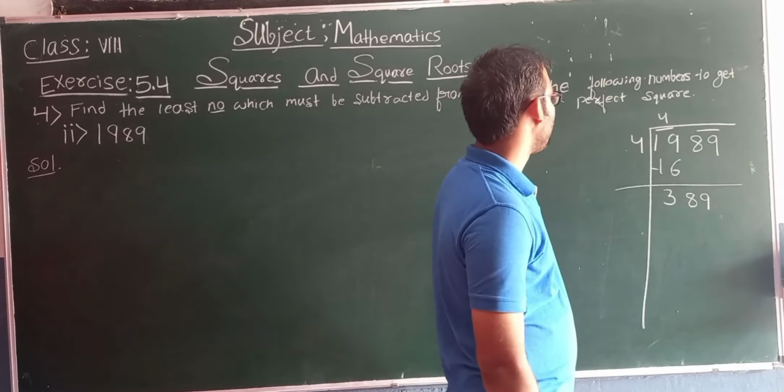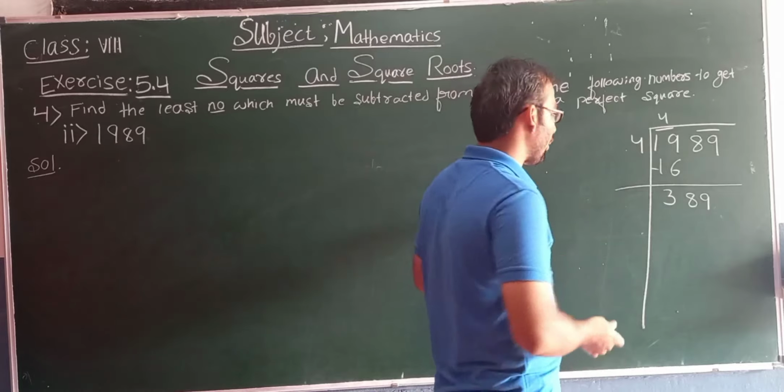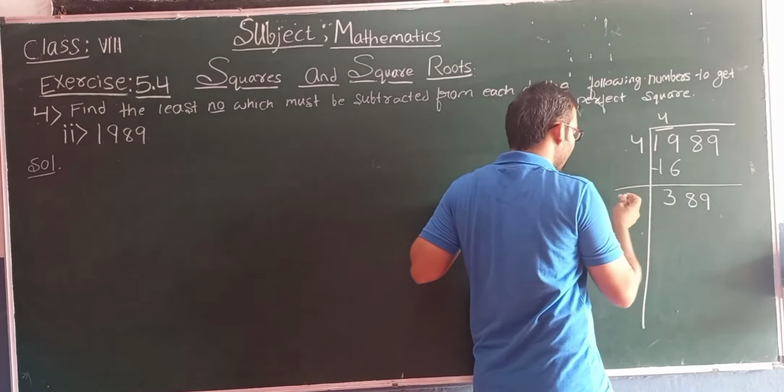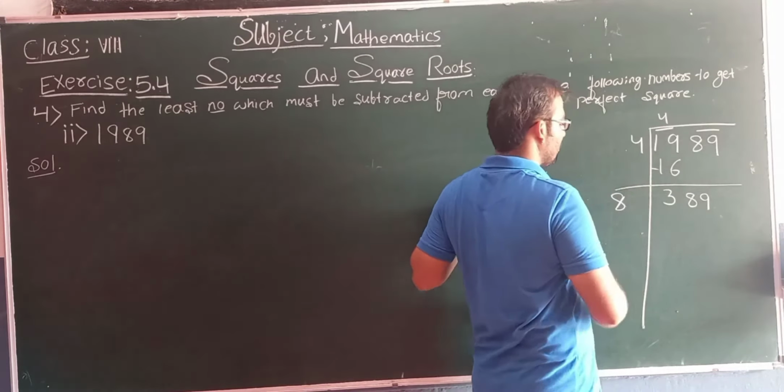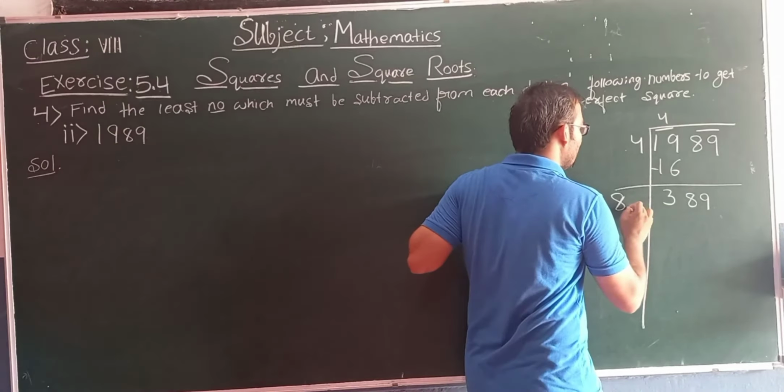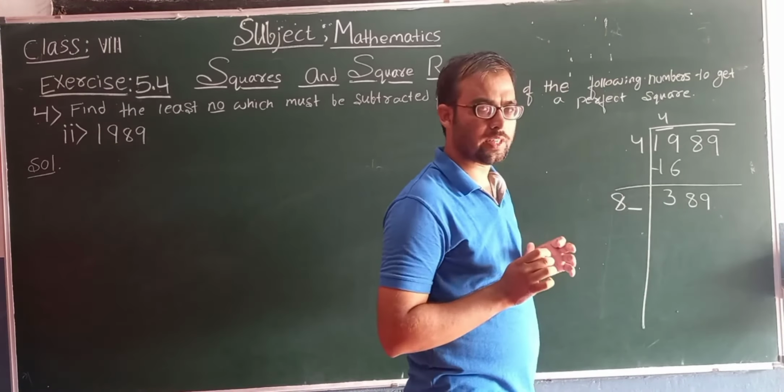Okay, now what is the next step? Double the quotient. So here the quotient is 4. When we double it, what are we getting? 8. Okay, now put the blank. Next, what is the next step? What do we need to do?